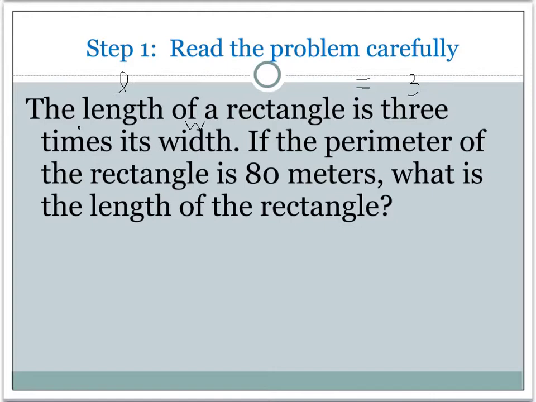It then tells us the perimeter. Now we just got done talking about perimeter, and we know that the perimeter is adding up all of the edges of whatever shape you're talking about. So this is the perimeter of the rectangle. We know that the perimeter of our rectangle is going to be 80 meters. So if I was to walk around the outside edge of our rectangle, it would add up to a total of 80 meters.